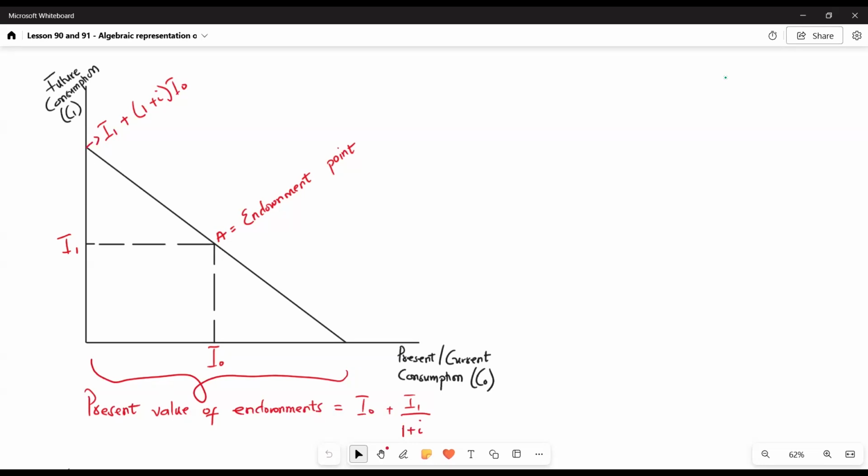Hi, welcome back. In our previous lesson, we looked at the income and substitution effect of a change in interest rate in the life cycle model. Today, we'll be moving on to algebraic representation of present and future values.